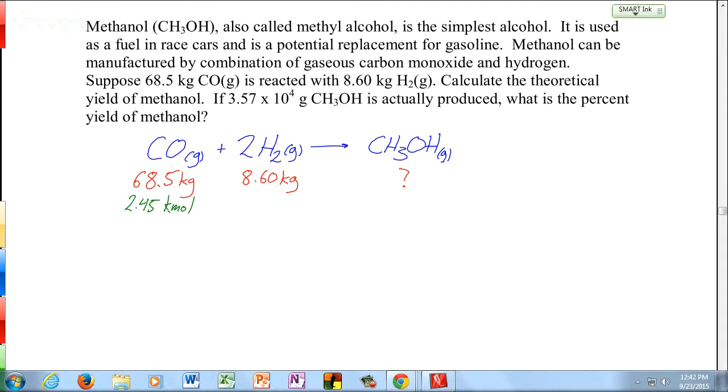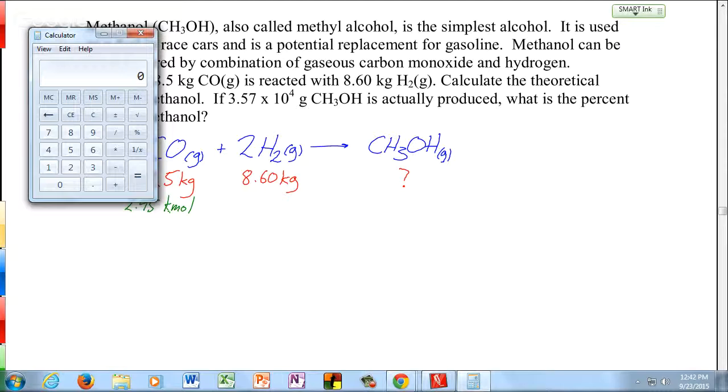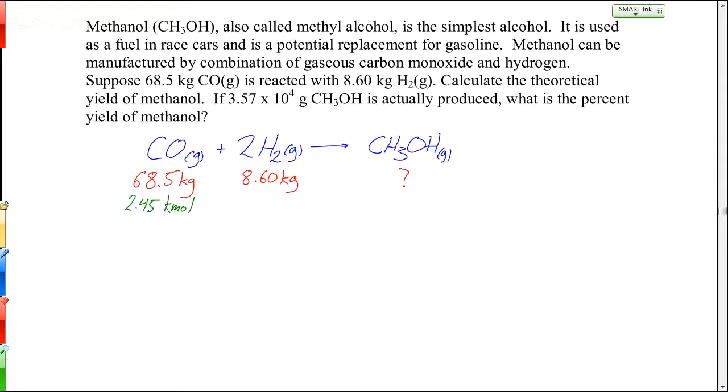And then for hydrogen, hydrogen is 2, right? 1 for each, so it's 2. So that's 8.6 divided by 2, which is 4.3 kilomoles.